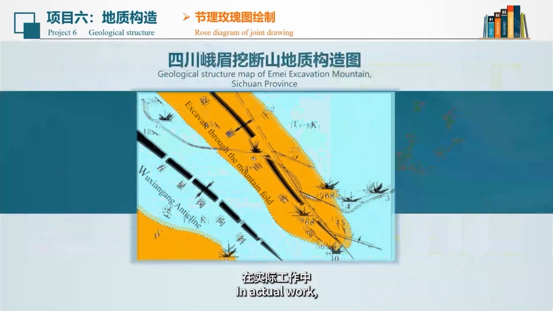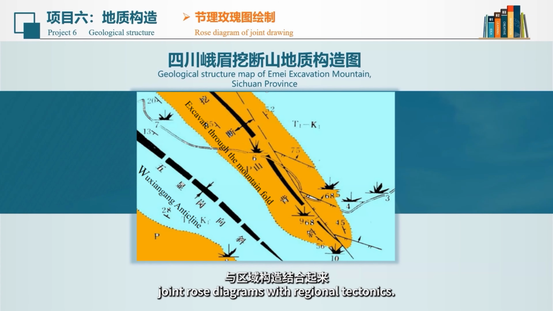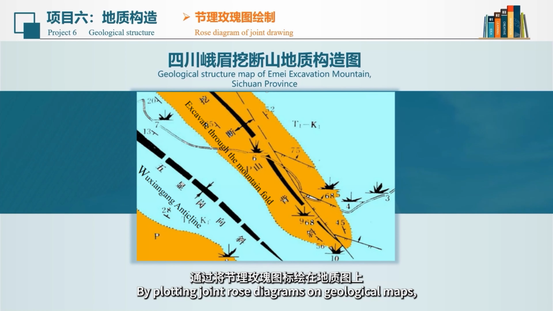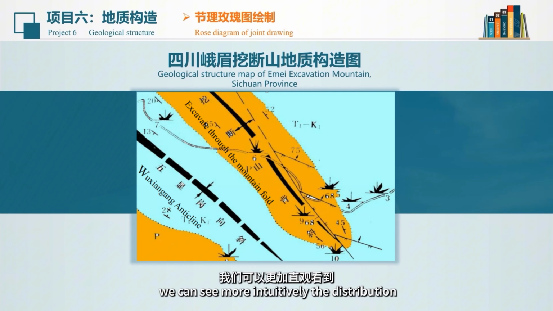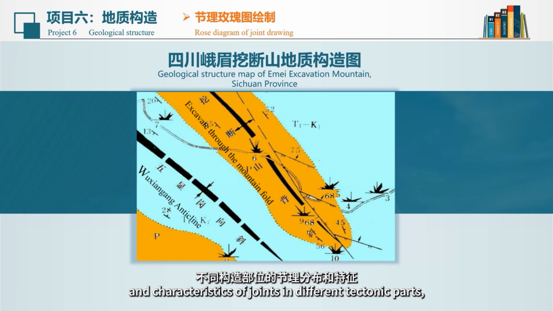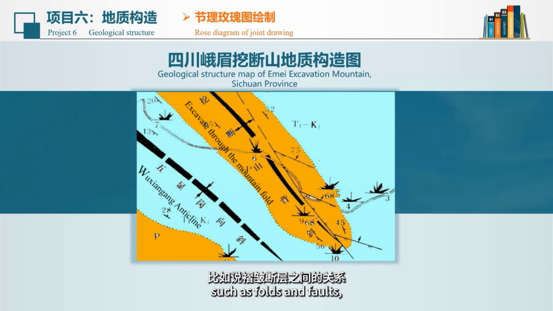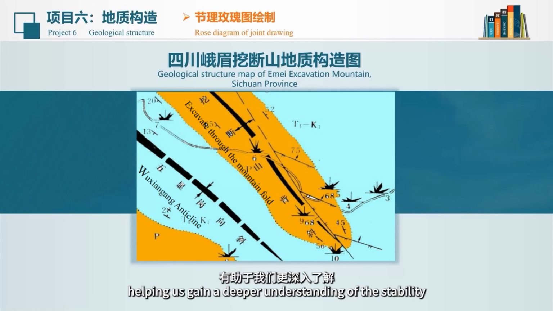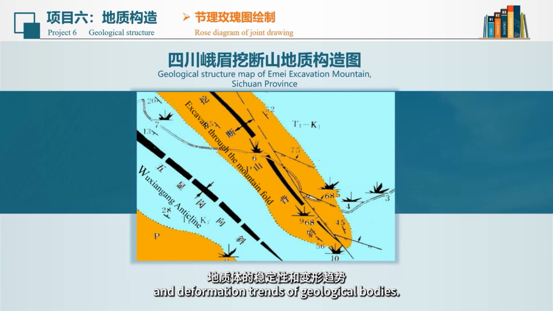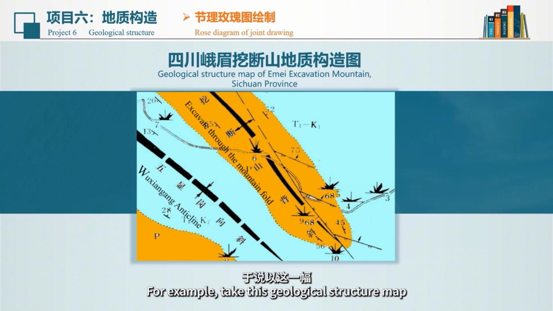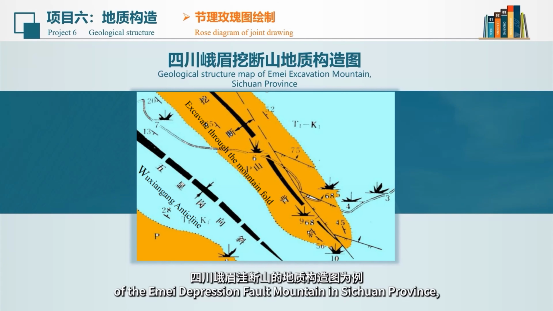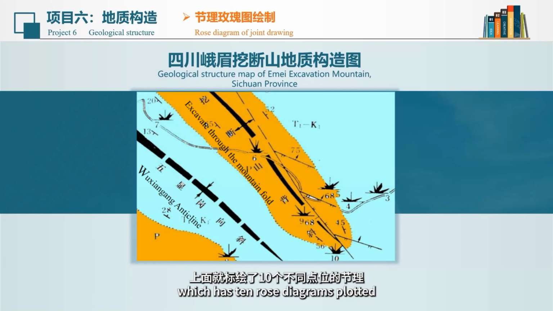In actual work, it's often necessary to combine joint rose diagrams with regional tectonics. By plotting joint rose diagrams on geological maps, we can see more intuitively the distribution and characteristics of joints in different tectonic parts, further analyzing their relationships with other geological structures, such as folds and faults, helping us gain a deeper understanding of the stability and deformation trends of geological bodies. For example, take this geological structure map of the Emei Depression Fault Mountain in Sichuan Province, which has 10 rose diagrams plotted at different locations.